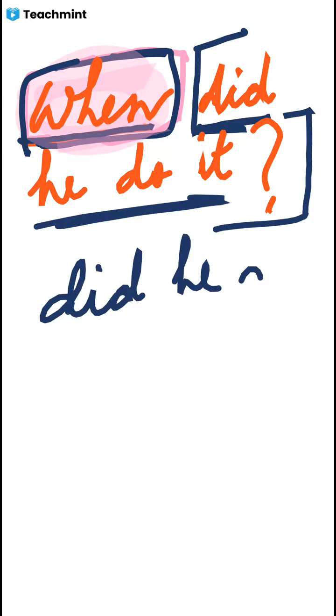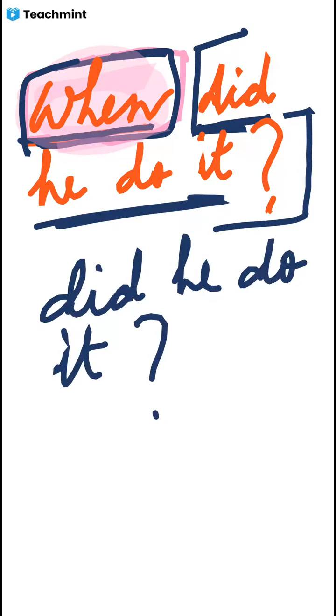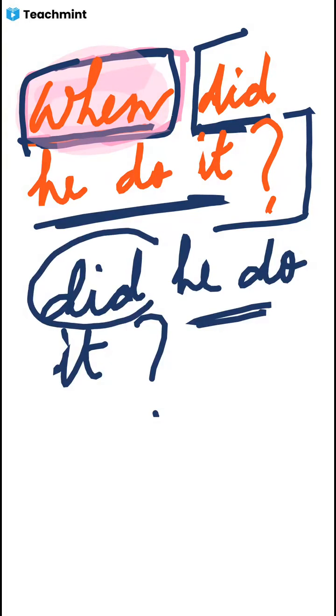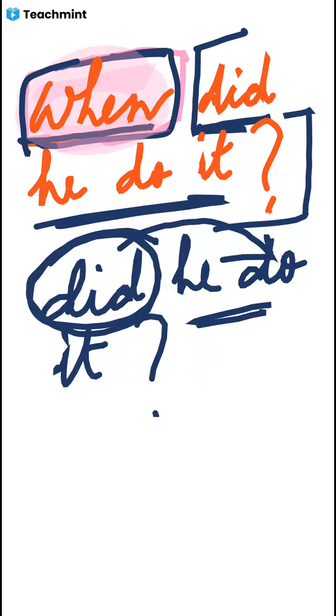Now, if it is not a question, presently we are changing the sentence into an assertive sentence. What don't we require here? Did. But should we throw away this did, or does did have some work to do? Did has got its own home. Where is its home? His home is in the main verb.